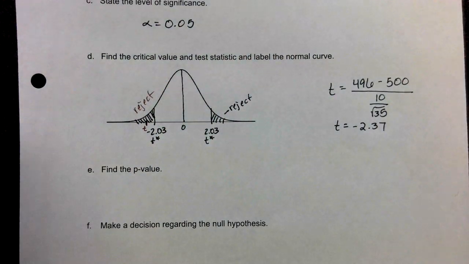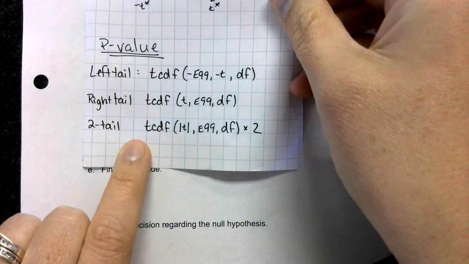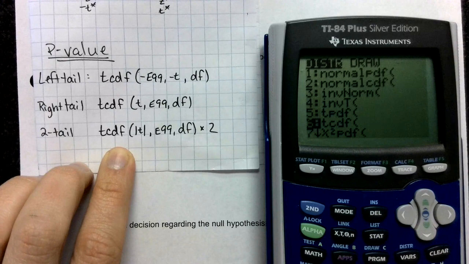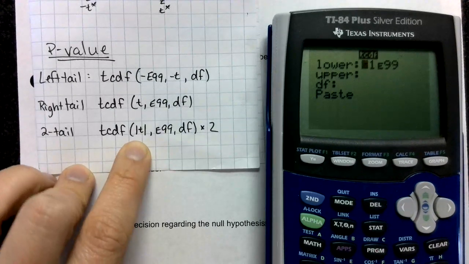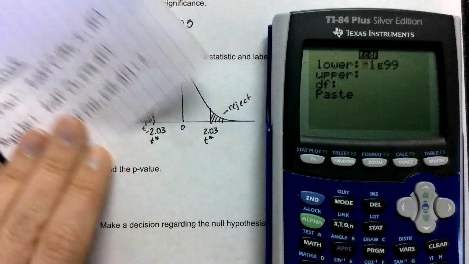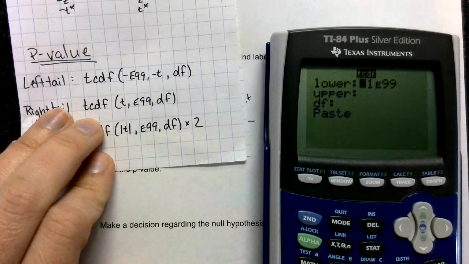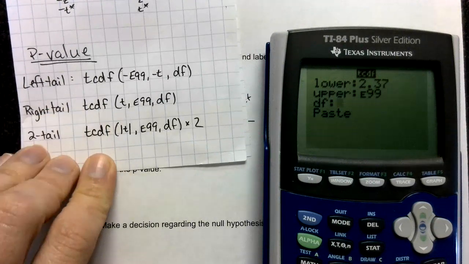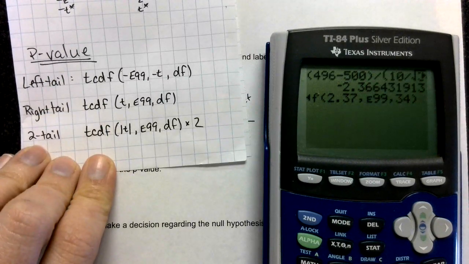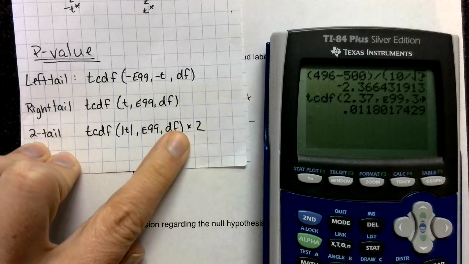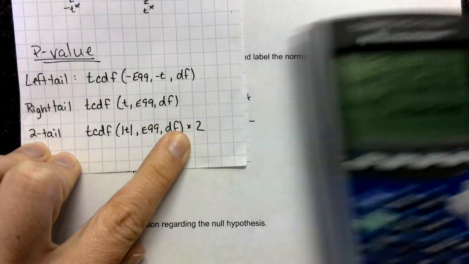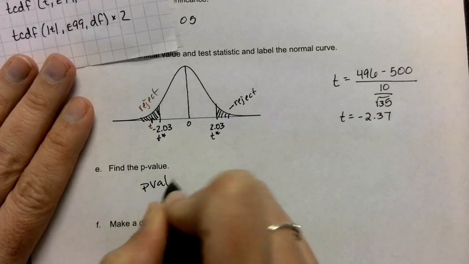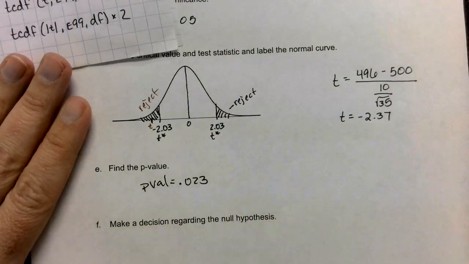The next thing that we want to find is our p-value. We're doing a two-tail test, so I'm looking right here. I need to find tcdf, and I'm going to use the absolute value of t, so positive 2.37 to infinity, and my degrees of freedom was 34. Because it's a two-tail test, we have to multiply this value by 2. So we get a p-value of 0.023.